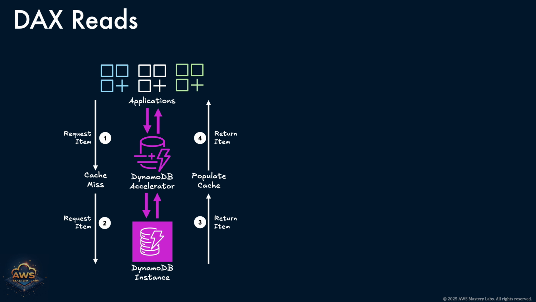Since DAX cannot fulfill the request from memory, it transparently forwards the read request to DynamoDB itself. DynamoDB, in turn, retrieves the requested item from persistent storage, performs any necessary validations, such as access control or consistency checks, and returns the item back to the DAX cluster. Once DAX receives the response from DynamoDB, it performs two operations. One, it caches the item in its in-memory store so that subsequent requests for the same item can be served quickly. Two, it returns the item to the application, completing the read cycle.